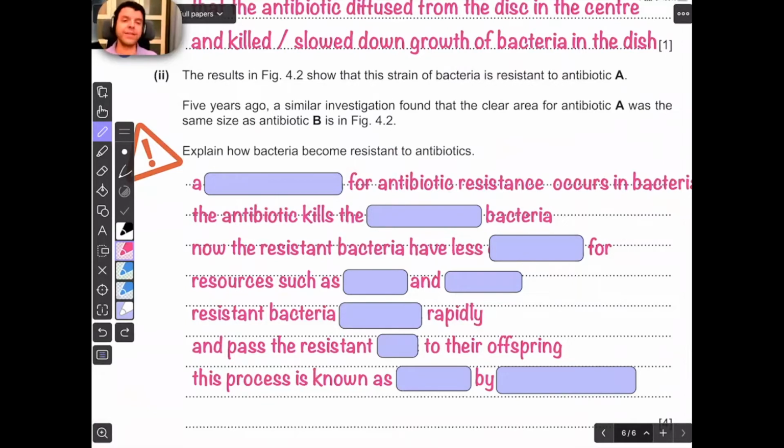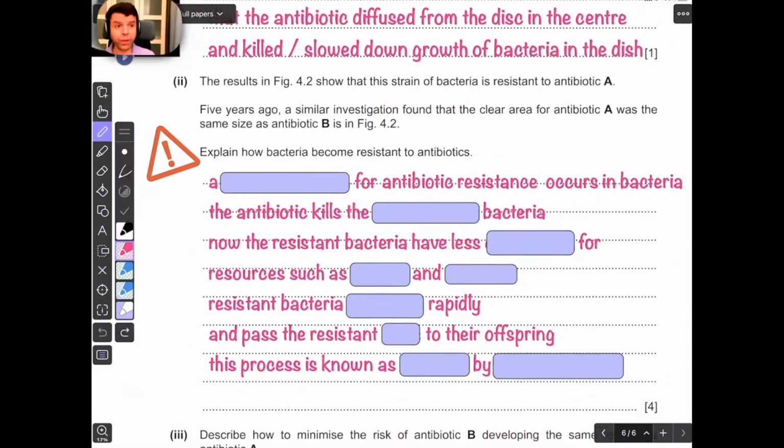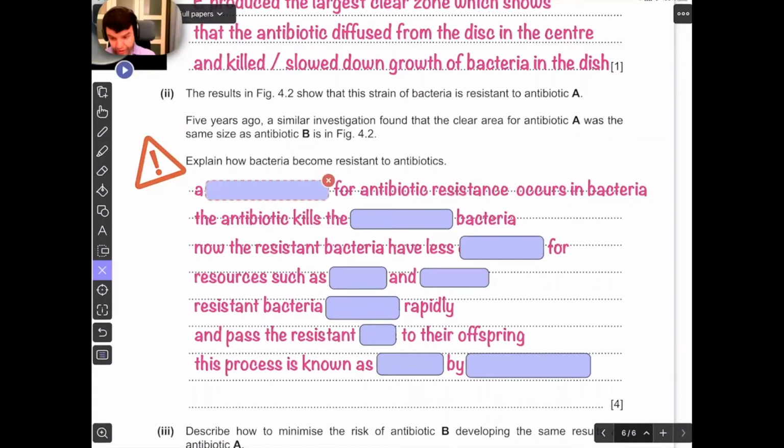How do bacteria suddenly become resistant to antibiotics? This is more or less the way they ask you about, for instance, how giraffes get a long neck. That's the same thing. How do you always start here? You would always start by, yes, Yusuf? A mutation for antibiotic resistance. Very good. So you'd always start with a mutation.